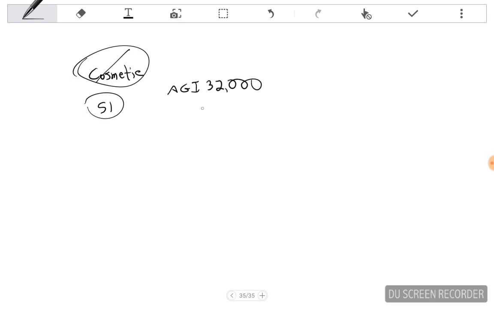32,000. I'm going to go ahead and calculate the floor right now, because I know that is going to come into play. So that's my AGI floor. And during the year, he paid the following medical expenses: drugs prescribed by a physician. We know that's good. Marijuana prescribed by physicians. Ooh, there we go. There's the example right there.